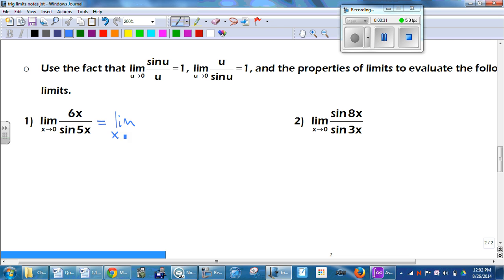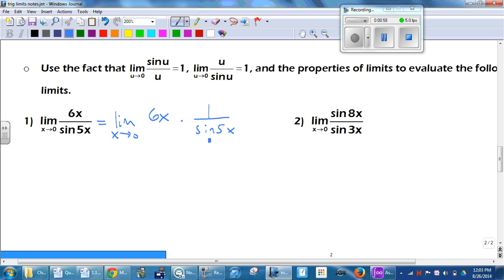Now I'm not actually going to rewrite the limit twice, like limit as x approaches 0 of 6x divided by limit as x approaches 0 of sine of 5x. We're just going to split these two parts up inside the limit and then treat them as two separate limits. So we're going to write it as 6x, instead of divided by this, we're going to multiply by 1 over sine of 5x. So we have two parts here. We can treat these individually at the end when we evaluate the limit.